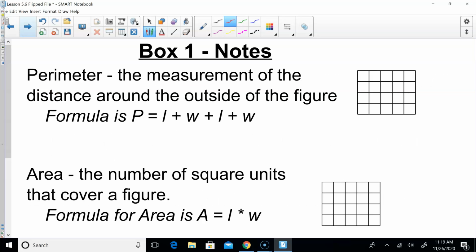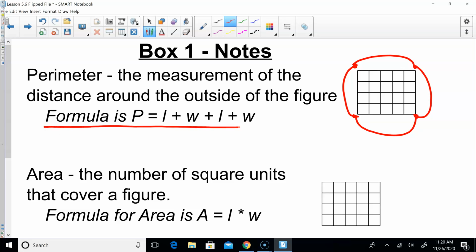So perimeter is the measure of the distance around the outside of a figure. So if we start right here, it's measuring from here to here. And then from this side to this side right here, and then from here to this side right here. So it's measuring the distance around the outside of a figure. The formula, which is very important you write down, is P equals, so this would be an L here, this would be a W, this would be an L, this would be a W, and you would add up all the lengths and widths of all four sides to get your perimeter. So that would be what the perimeter is of this one.